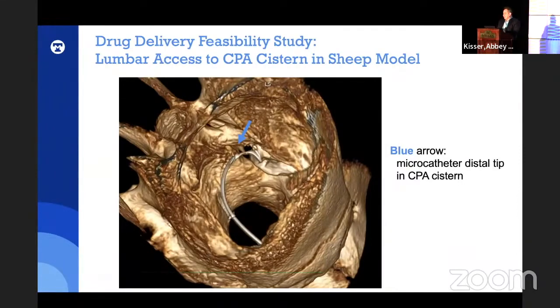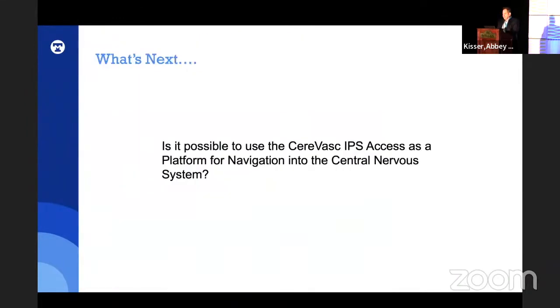So we've been working with Dr. Gunes and Vanya at UMass to see if we can reproduce the results that they obtained with cisterna magna injection when using the cerebellopontine angle cistern injection, to see if this would be a viable approach for gene therapy that is potentially less daunting than the cisterna magna approach.